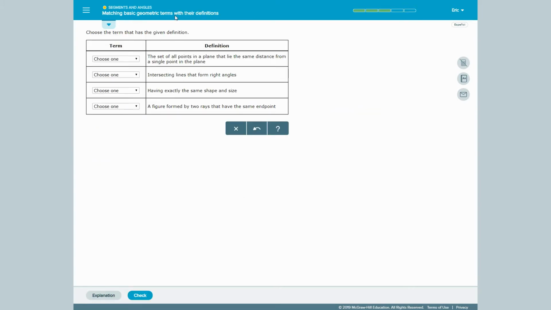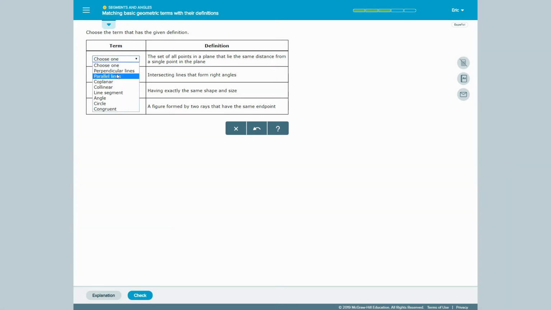Matching basic geometric terms with their definitions. This, in my opinion, is the best topic to start off with, but obviously that's too late. And I say that because if you understand the definitions for everything in geometry, it makes solving equations so much easier. I'm not going to answer these per se. Actually, I will. I'm a liar. But I'm going to actually give you the definition for every single thing on that list as best I can.